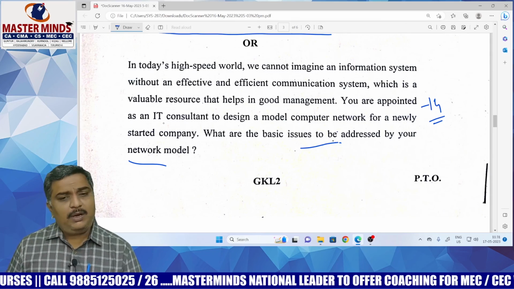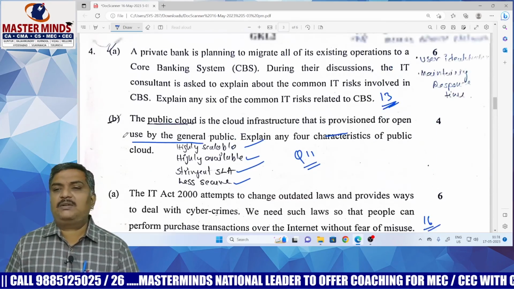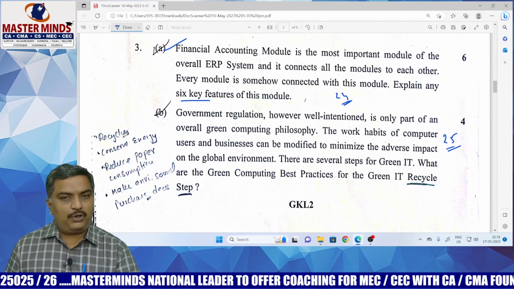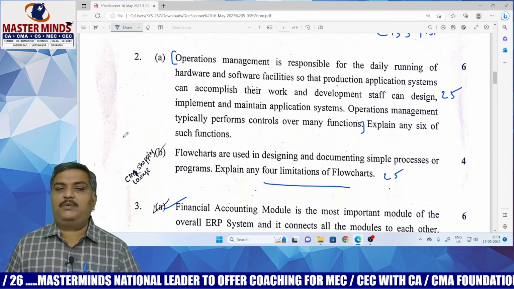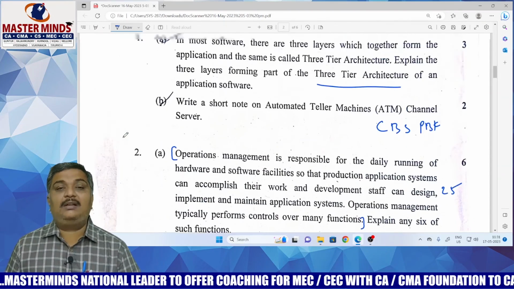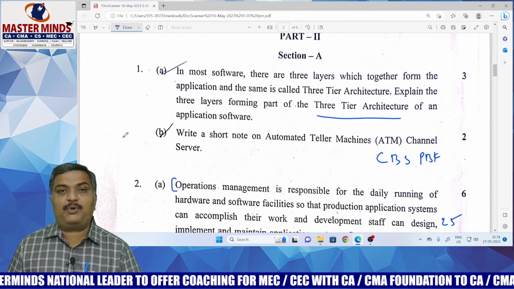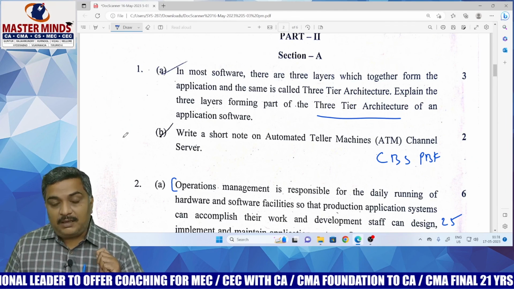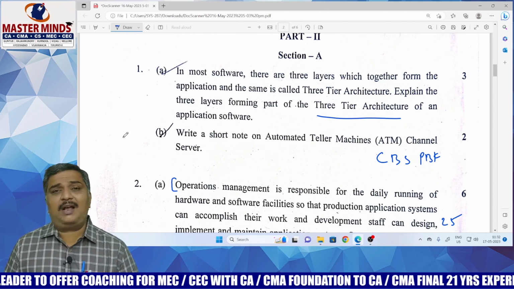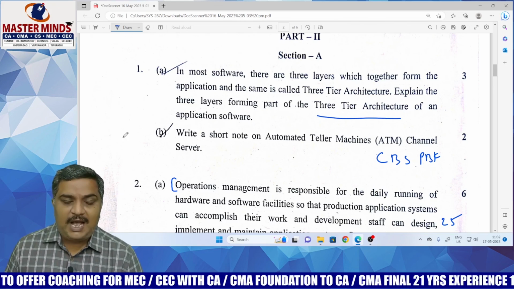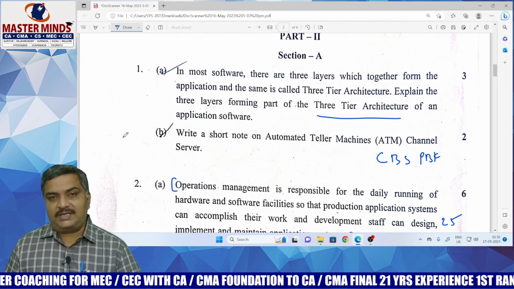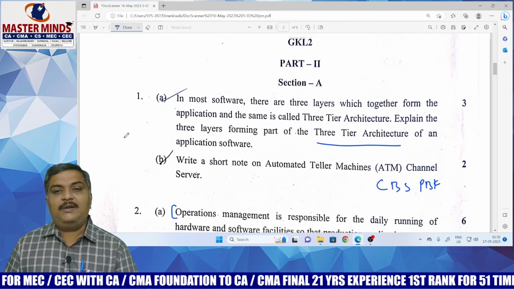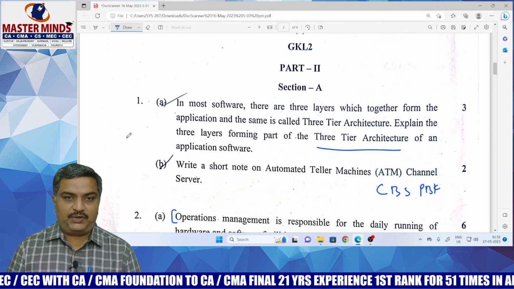So overall, if you observe, the paper is very easy. Questions are straightforward. There are no twists and turns in the questions. The questions are candid and the weightage given is also very appropriate. You need not get confused. And if you observe, it is clearly asked. For a 4 marks question, they asked you to write 4 things. For a 6 marks question, they asked you to write 6 factors. So in that way, this is one of the easiest papers.